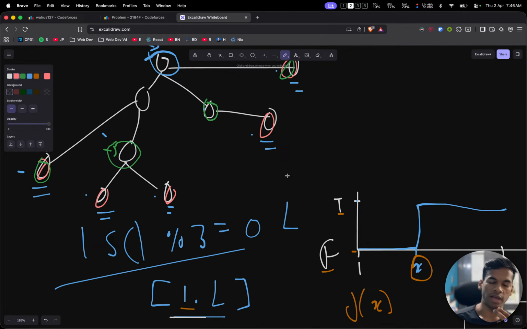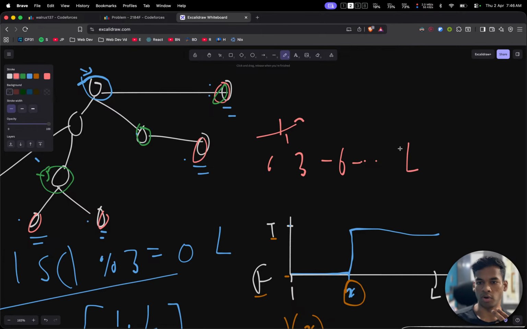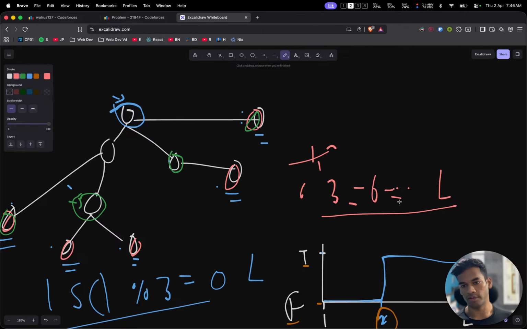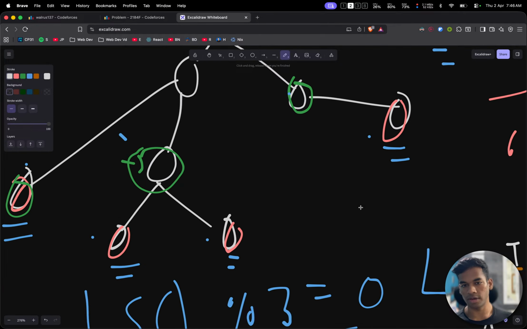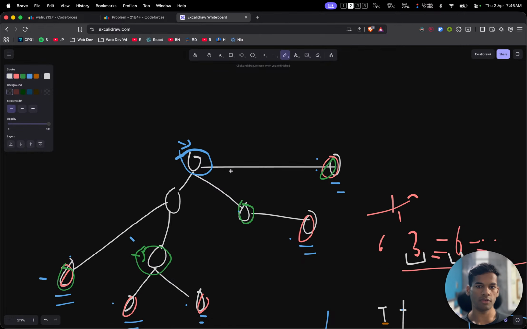Maybe then we can have a loop which starts from 1, which starts from 3, then to 6, and keeps going till it is smaller than or equal to L, which is the number of leaf nodes, always having a difference of 3, and then checking if it is possible to have a subset of this size. I think we can do this.